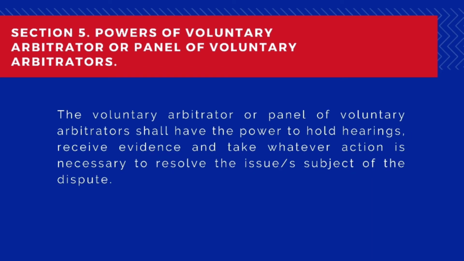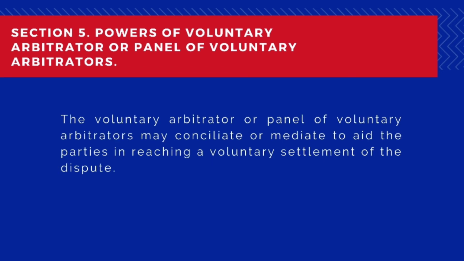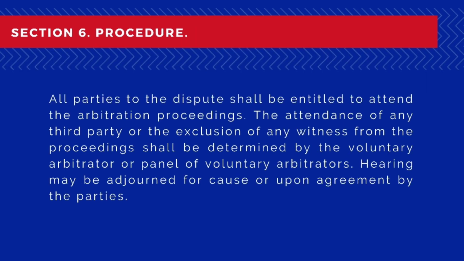Section 5. Powers of voluntary arbitrator or panel of voluntary arbitrators. The voluntary arbitrator or panel of voluntary arbitrators shall have the power to hold hearings, receive evidence, and take whatever action is necessary to resolve the issue or issues subject of the dispute. The voluntary arbitrator or panel of voluntary arbitrators may conciliate or mediate to aid the parties in reaching a voluntary settlement of the dispute. Section 6. Procedure. All parties to the dispute shall be entitled to attend the arbitration proceedings. The attendance of any third party, or the exclusion of any witness from the proceedings, shall be determined by the voluntary arbitrator or panel of voluntary arbitrators. Hearing may be adjourned for cause, or upon agreement by the parties.